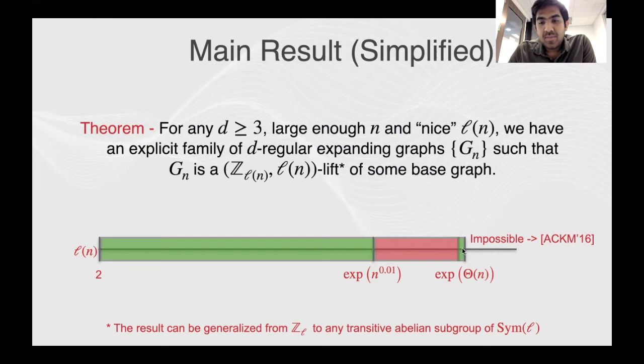Note that we actually achieve all the way to the bound by ACKM, while their existential result holds for a slightly smaller range. So this is the key result. And this is explicit again in the sense that we can output the graph in polynomial time.